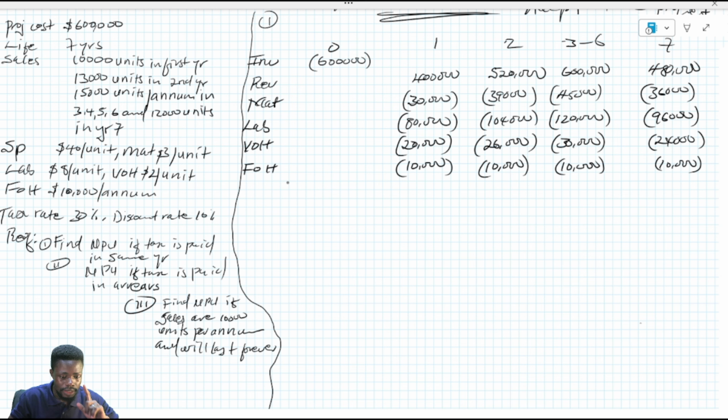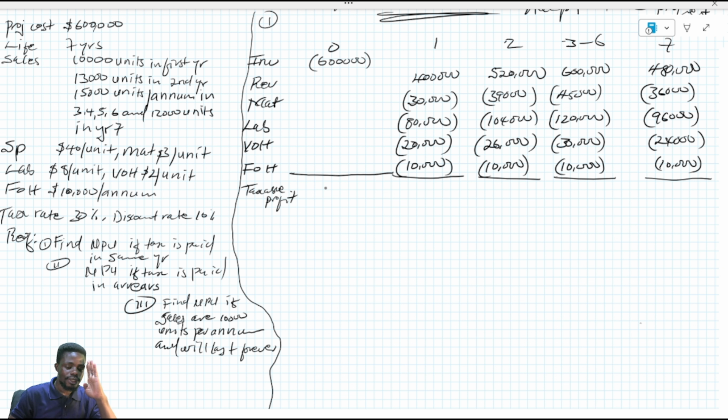So the next step, after getting all these, you find your taxable profit. Your next step is to get taxable profit. Still, don't forget to bring your investment. Don't leave it behind. The worth of your investment, bring it.